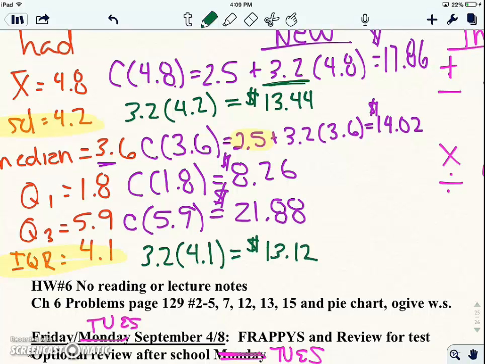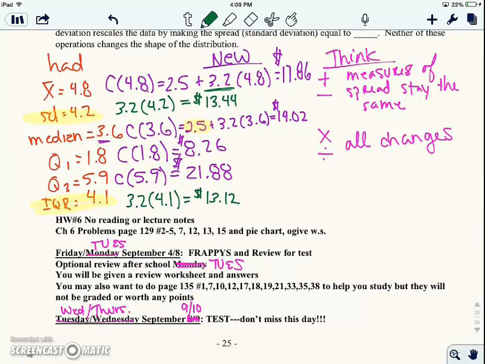Okay? So when you have to do any adding or subtracting, you can just use the full function. Everything that happened to it you can do to any data point. But if it's an actual measure of spread, you only want to do multiplication or division.